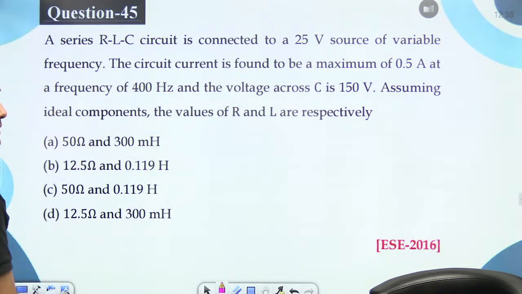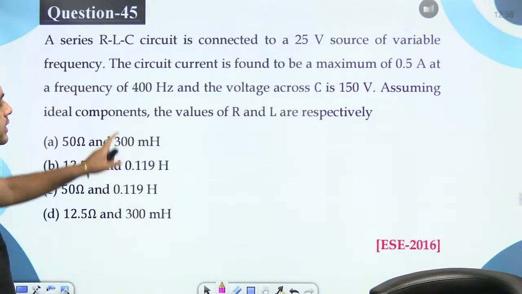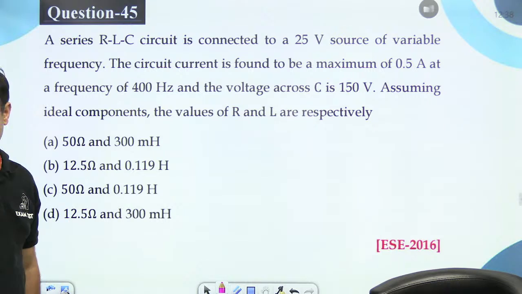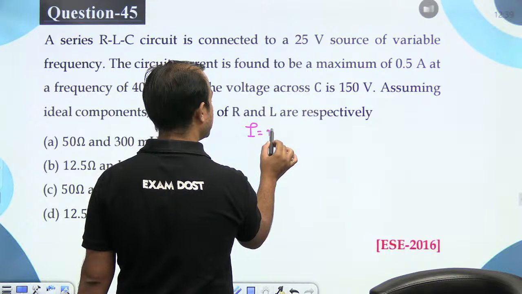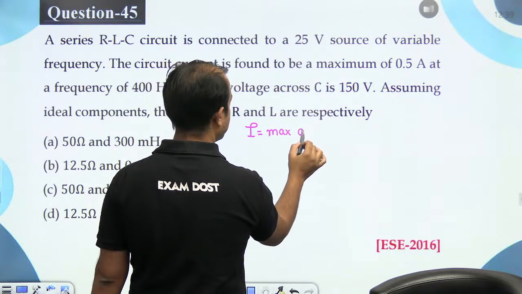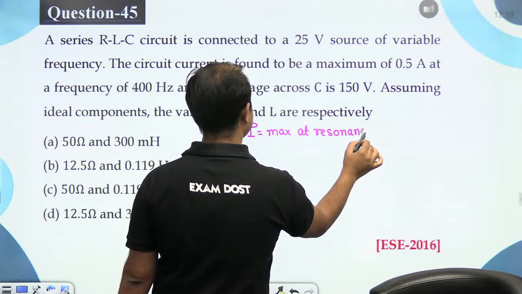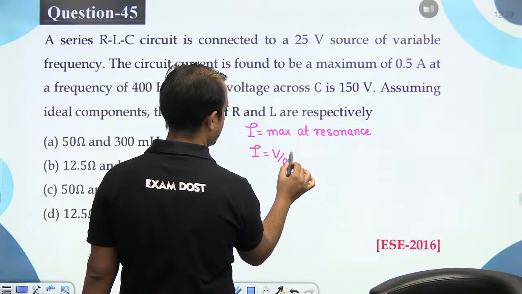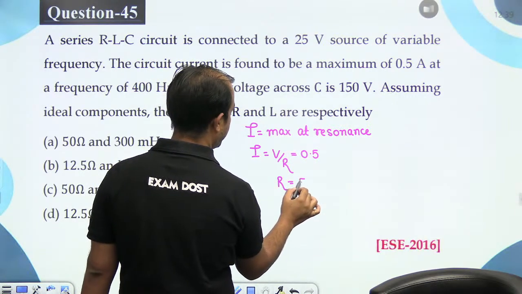A series RLC circuit is connected to a 25 volt source of variable frequency. Current is maximum of 0.5 ampere at 400 hertz. Capacitor voltage is 150. R और L बताना है. तो current is maximum at when? At resonance. And what is the value of current at resonance, beta? Current at resonance is V by R. So R will be 25 by 0.5, 50.